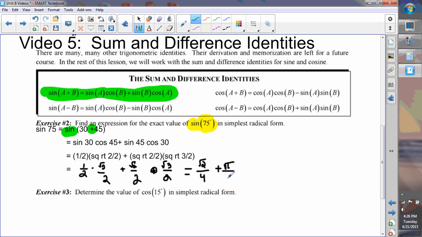The final step is to put them into one fraction. Now I can see that I'm adding fourths, so that means the bottom is going to be the same. But the square root of 2 and the square root of 6 are not like terms, so I cannot combine them. It's like adding an x and a y, so they're just going to stay in the top. So believe it or not, this is sine of 75 in simplest radical form. Square root of 2 plus the square root of 6 all over 4.